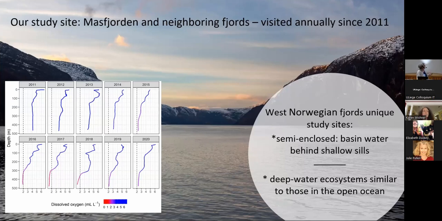This one shows the depth profiles from the CTD stations. We have visited the fjord with students since 2011 and collected a lot of data, and you can see here how the basin bottom had 3 years of very low oxygen before it got a little bit better, and last year it got really good.